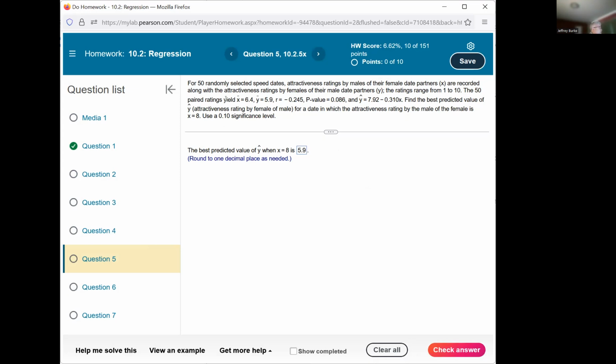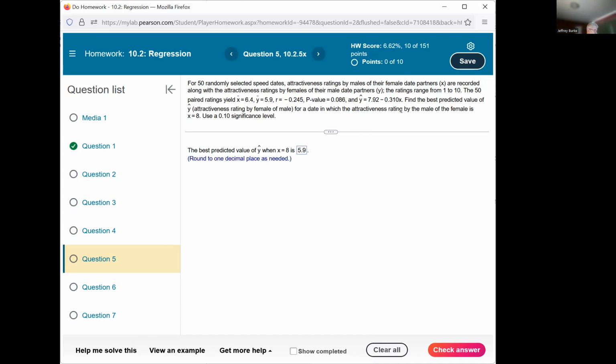Oh, I'm sorry, guys. They said to use a 10% significance level. This is the last detail I missed, which is unusual to ask. So because the level is 0.10 and our p-value is 0.086, then we can say there's a significant linear relationship. So we are going to use the formula that they calculated. So we're going to put 8 into that formula there. So my apologies about that.